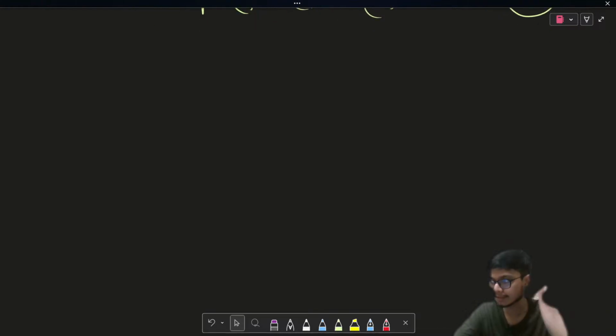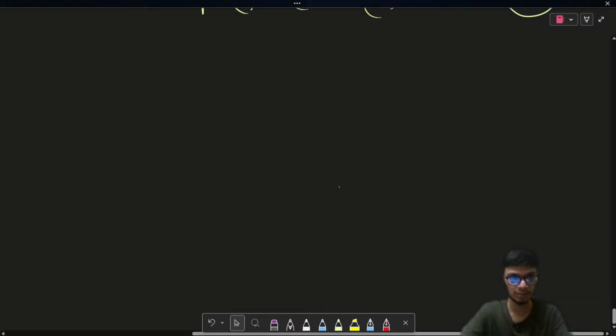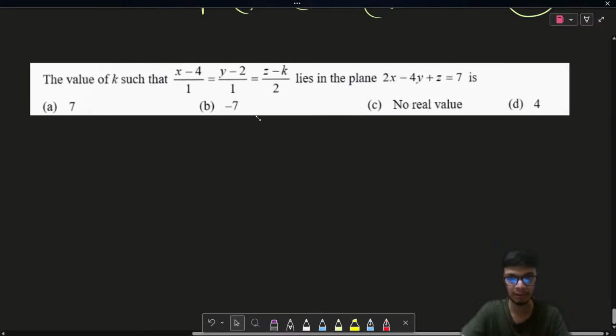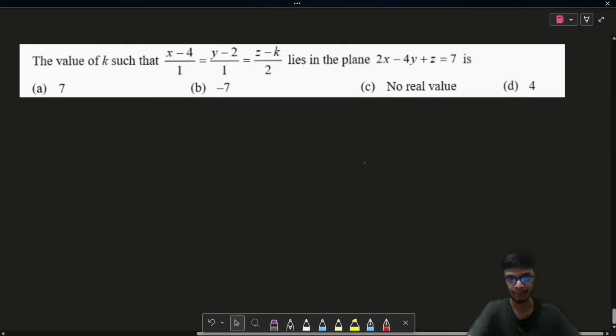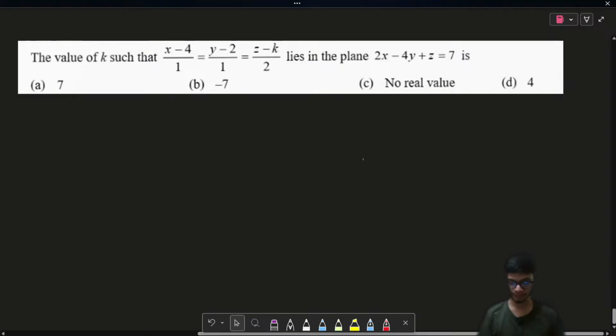Let's now move on to another set of problems. This problem is from a previous year JEE Mains paper. So maybe you can try out this problem. Again, very simple, fundamental problem, right? Whatever we have learned in the theory, please try to apply those concepts and try to solve these problems. Another very simple problem.